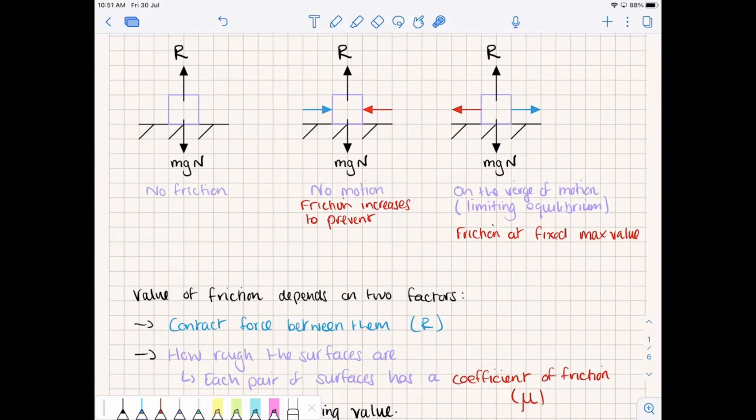The second factor that affects friction is how rough the surfaces are. Every surface in the world has a varying degree of roughness, and so we have to have some kind of coefficient of friction.